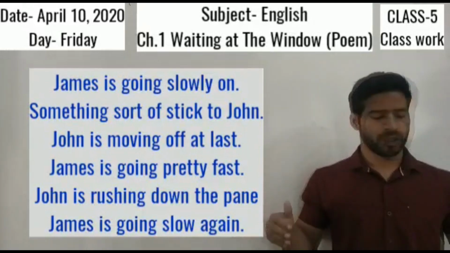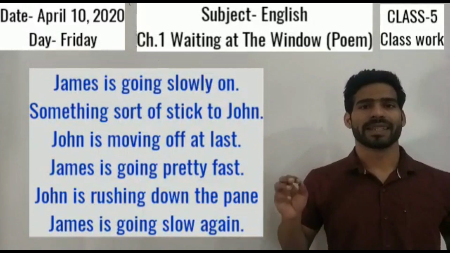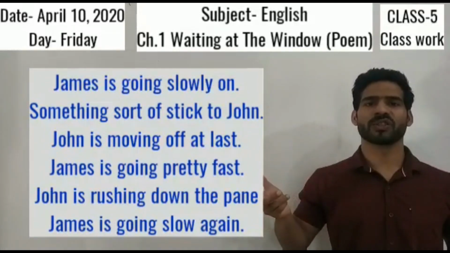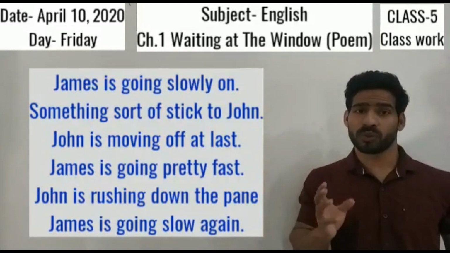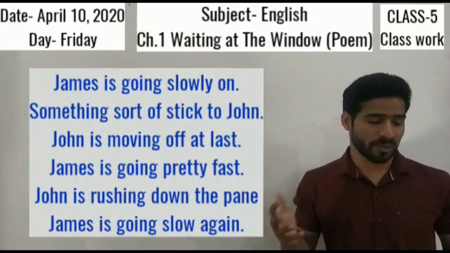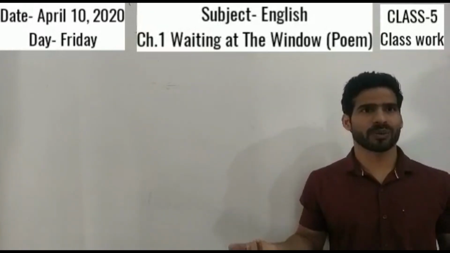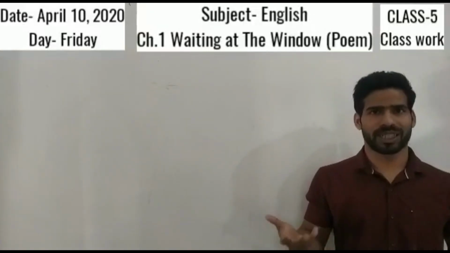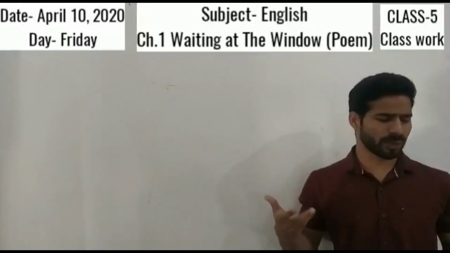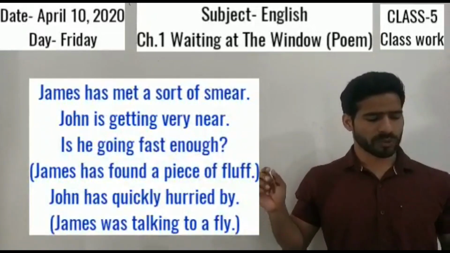Okay, now next lines. John is rushing down the pane. James is going slow again. And now the things have changed. How? Now John has maintained the pace. He's in speed. He's moving fast. But James is going slow. So right now the kid is very happy because he's on John's side and John is looking to be winning this race. So James has met a sort of smear.